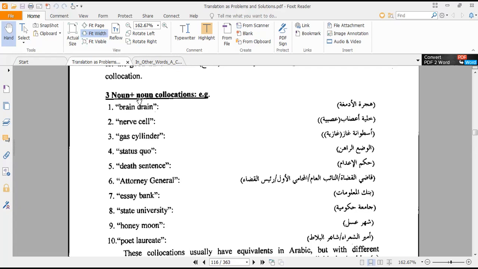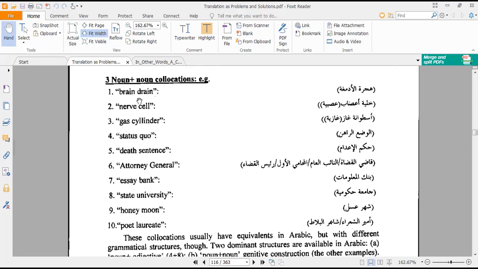Essay bank بنك المعلومات. طيب هنا ما بقدر أحكي إنها literal translation because essay is not معلومات, essay مقال. يعني أنا لو بدي أترجم حرفيا بدي أقول بنك المقالة، ولكن هنا أنا ترجمته contextual translation strategy، يعني أنا اعتمدت على السياق بترجمة المعنى. أوكي.